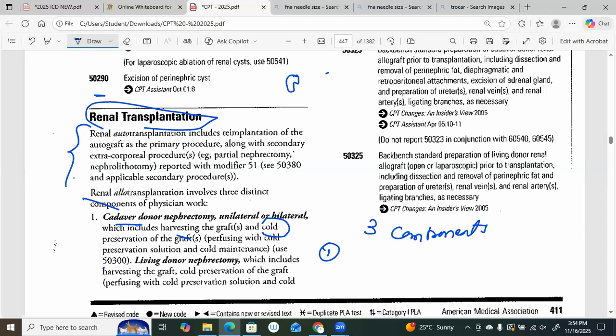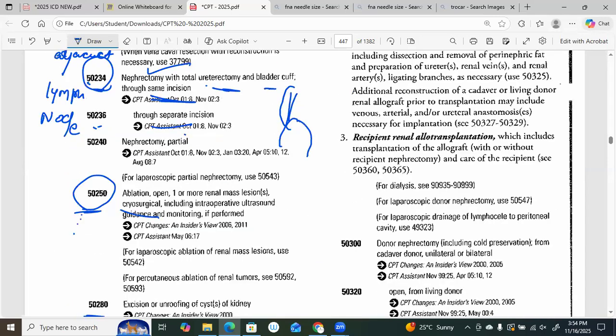If it is a living donor, it does not have the option for unilateral and bilateral, because from the living donor we are allowed to use only one kidney. We are not going to remove the two kidneys at the same time. So for the cadaver donor, we have an option for unilateral and bilateral, but for the living donor, it does not. Same things are included here. Harvesting of the graft and the cold preservation is already included here, and we are not going to bill that separately.